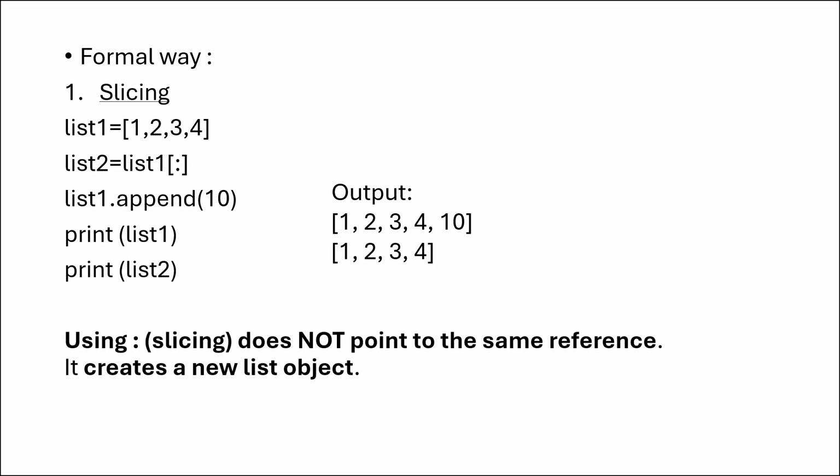Next focuses on the formal way. Copying a list in a formal way has two methods.